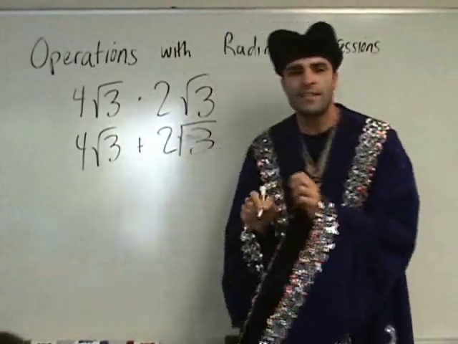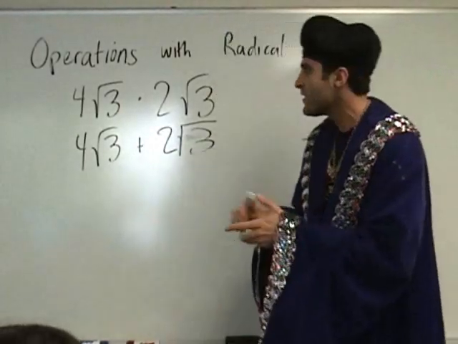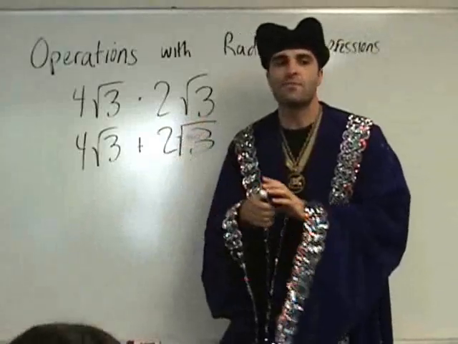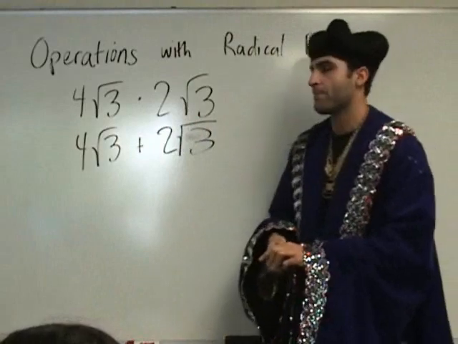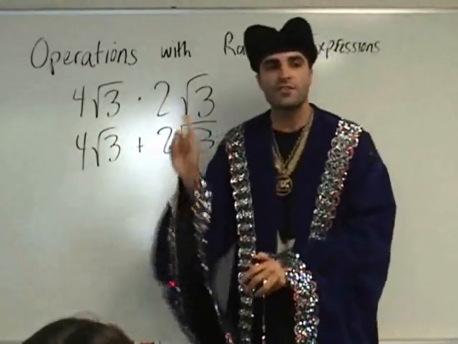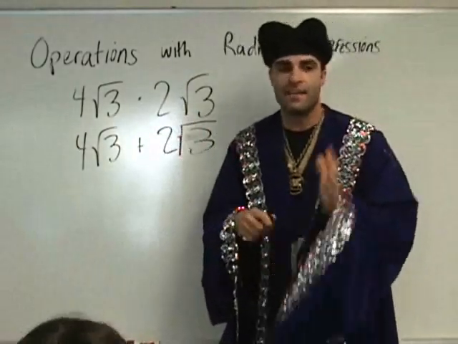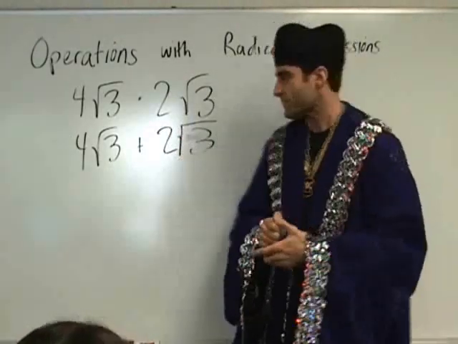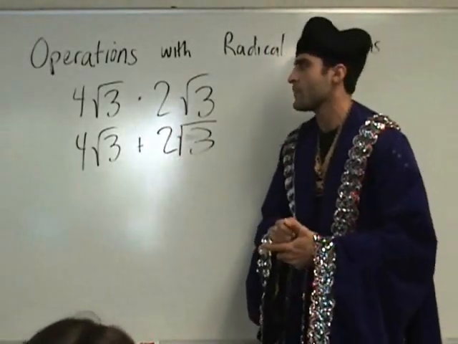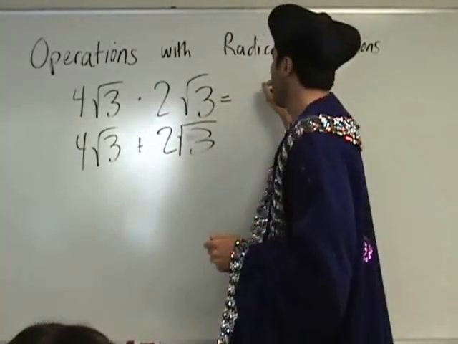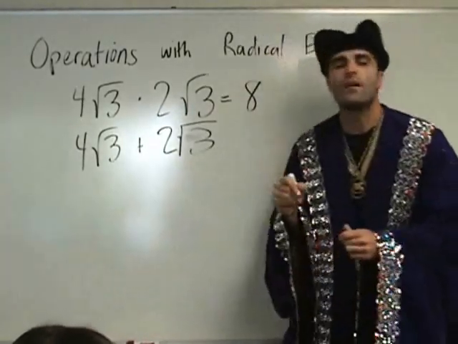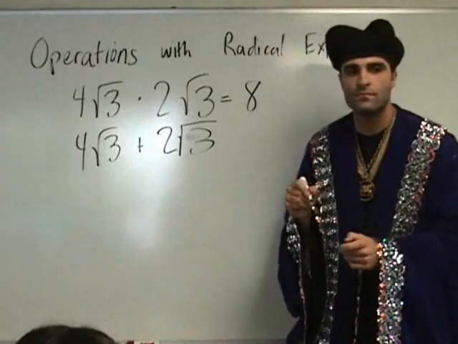So, everything we do today will be based on understanding the difference between these two operations. Let's talk about it. Who knows what to do with the first situation? Who knows what to do with the second? For the first one, I think that you do 4 times 2 first. Good. That's 8. And then what's under the square root? 3 times 3, which is 9. So you do square root of 9.